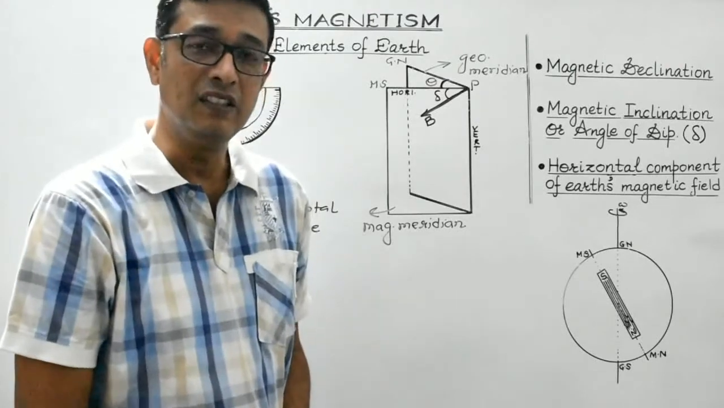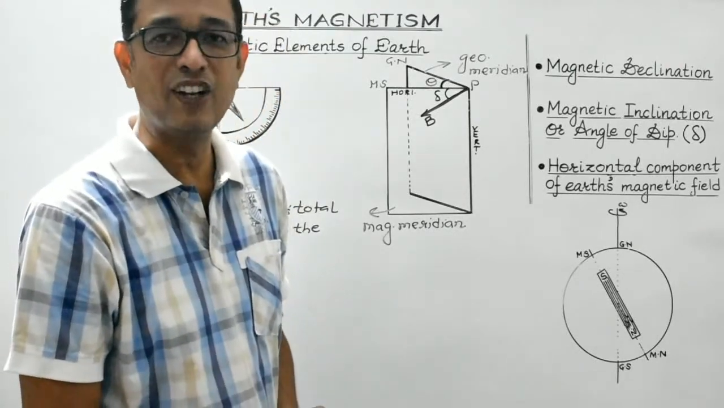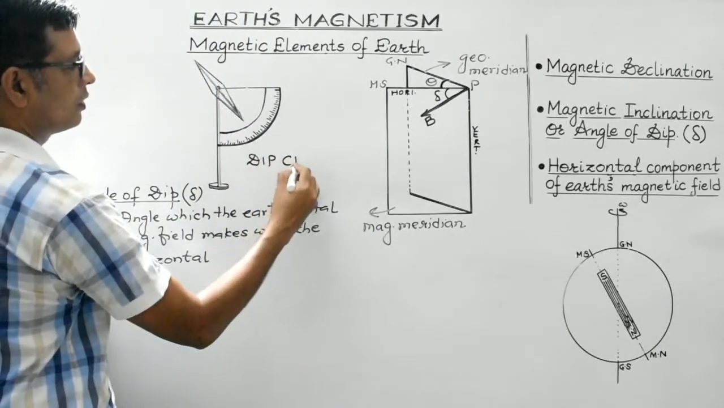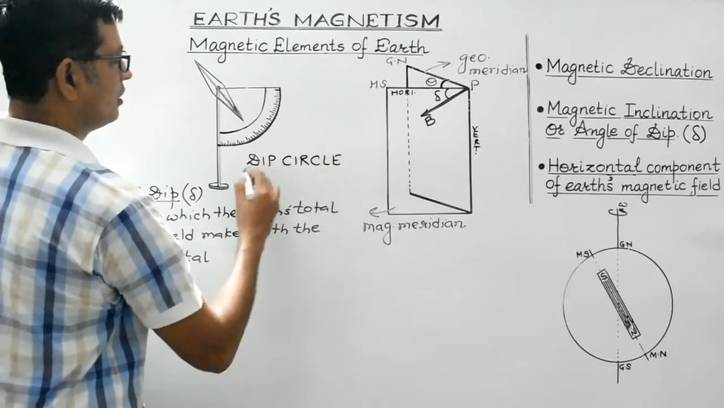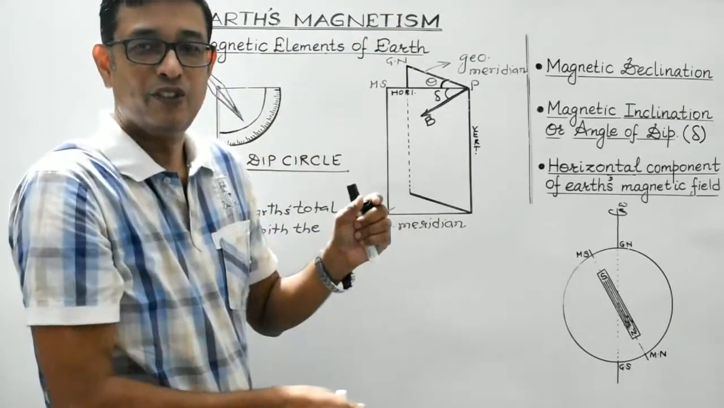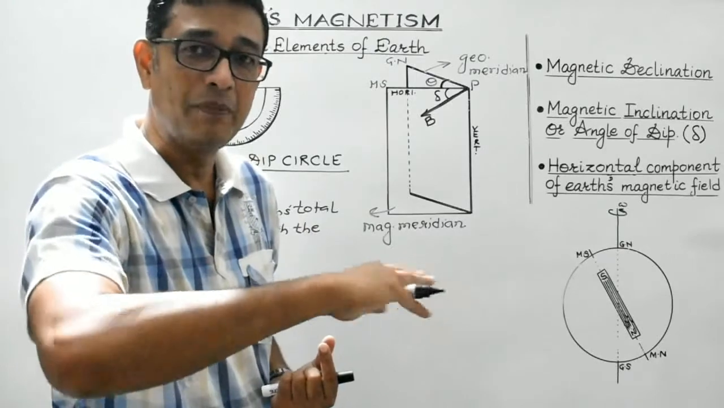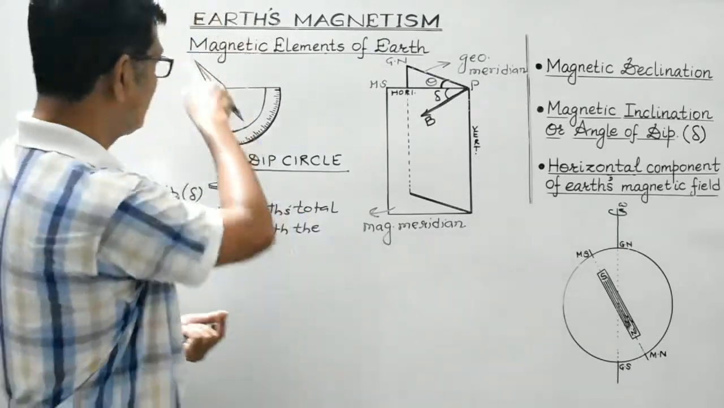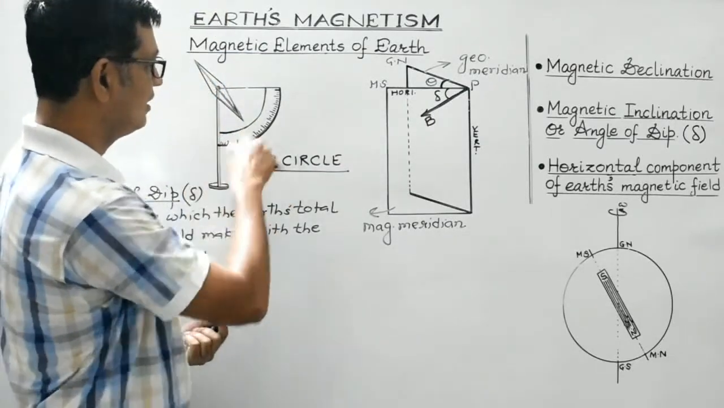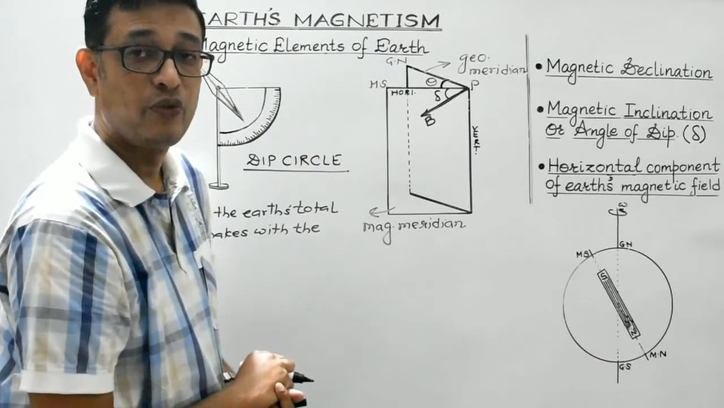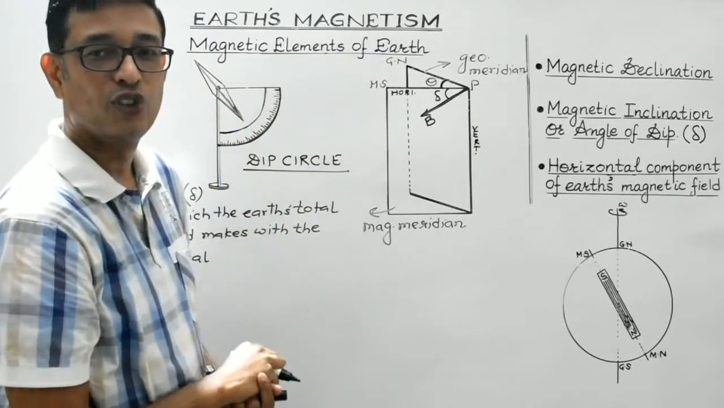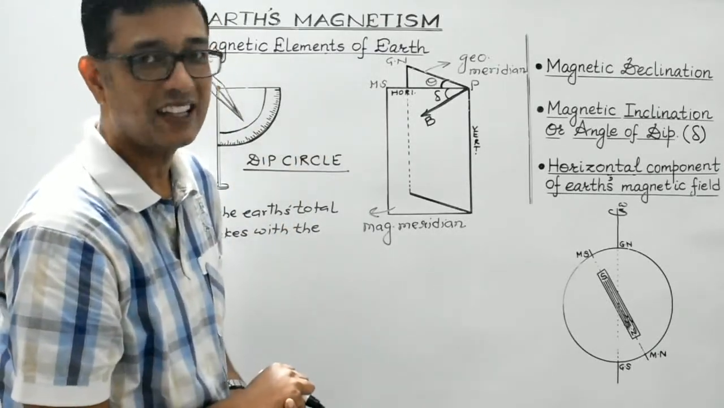Now, dip circle, that's the instrument which is used to measure the angle of dip or magnetic inclination. This is basically a dip circle. It is fitted with a compass needle and it can freely oscillate in the vertical plane. A normal compass needle is able to freely oscillate in the horizontal plane, but this oscillates freely in the vertical plane. So it is observed that on placing this dip circle at the equator, this compass needle becomes parallel to the horizontal. That is, the angle of dip is 0 at the equator.